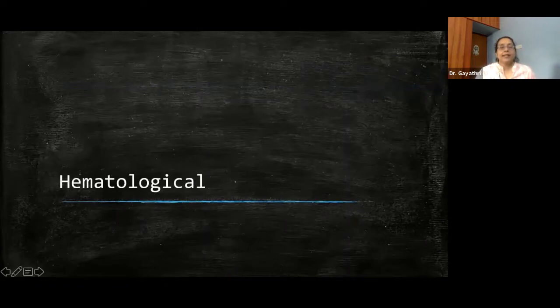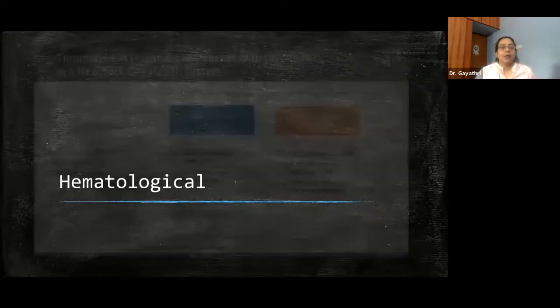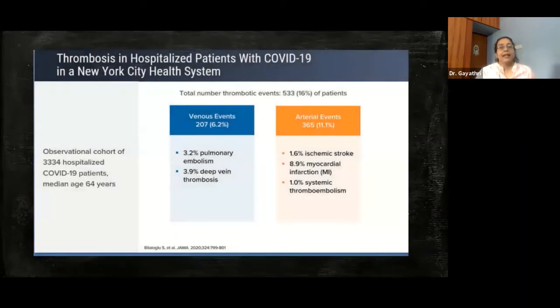Now, coming to the hematological complications, this is one study with one cohort done in a New York City hospital, and it came quite early in 2020. What they found is that venous events in admitted patients in this New York City health system were around 6.2%, and 3.2% of these patients had pulmonary embolism, 3.9% were seen to have deep vein thrombosis, and as far as arterial events were concerned, around 11.1% of these patients had arterial events, out of which 1.6% was stroke, 8.9% was myocardial infarction, and 10% of patients had systemic embolism.